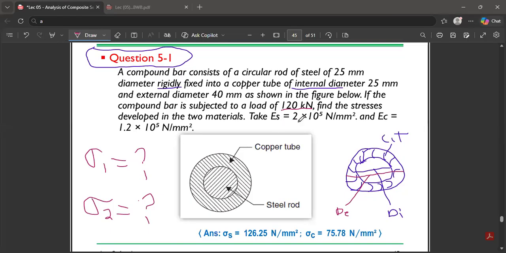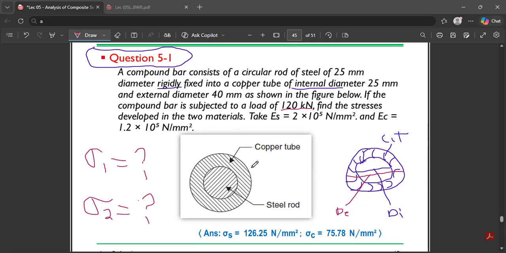The elasticity of the steel is 2 times 10 exponent 5 Newton per millimeter squared, and the elasticity of our copper is 1.2 times 10 exponent 5 Newton per millimeter squared. So this is the steel rod, and the steel rod has been placed in the hollow copper tube to form a composite section.